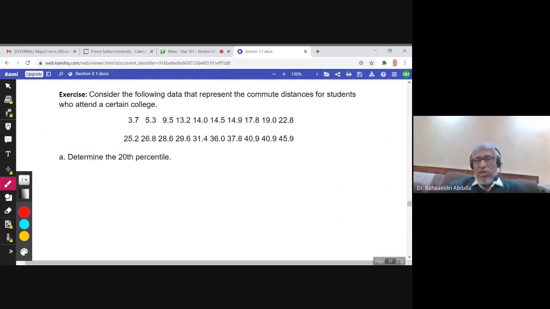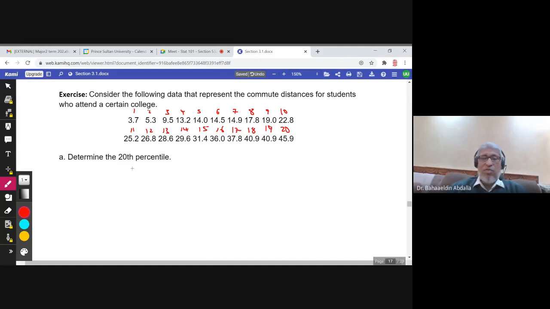Another example, consider the following data that represent the commute distance for students who attend a certain college. These numbers are sorted. So this is number 1, 2, 3, 4. You can count the data: 5, 6, 7, 8th position. These are the positions. 10th position, 11. So the number in the 13th position is 28.6. 15th position, 31.4. 18th position, 40.9. So these are the positions of the data.